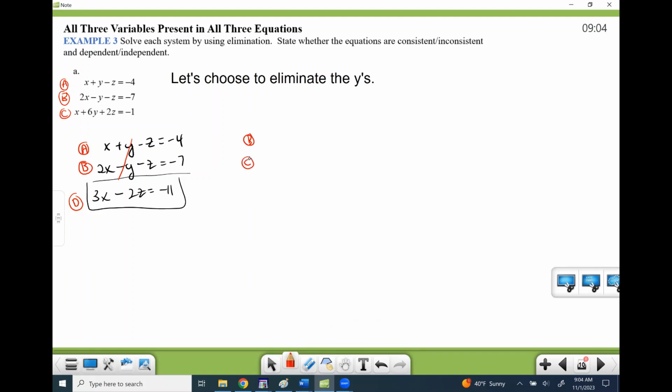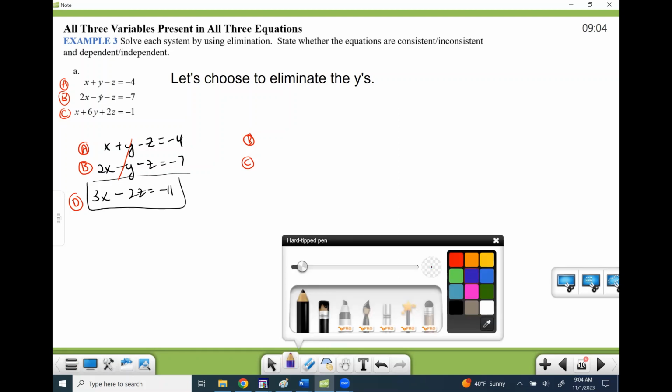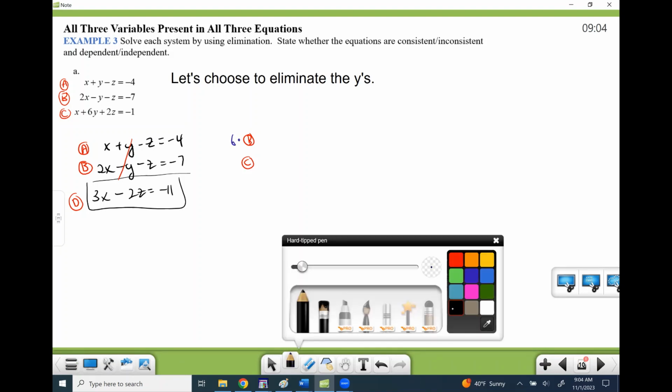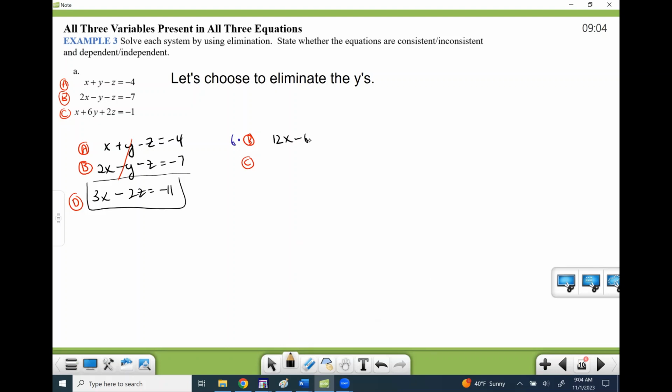Again, to let the teacher know what's going on, I'm going to keep C as is. But I need to turn this into a -6 so it'll cancel with the +6. So I'm going to multiply equation B by 6. I'm going to put 6 times B here, so the teacher knows what I've decided to do. So 2 times 6 gives us 12. This will be -6, and this will be -6, and then -42. Then we're just going to copy C as is.